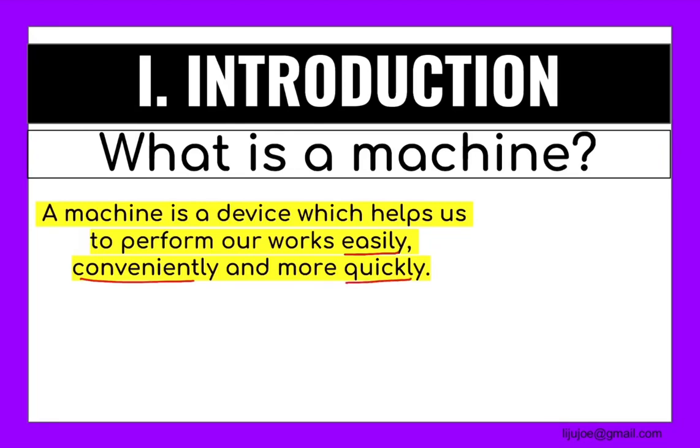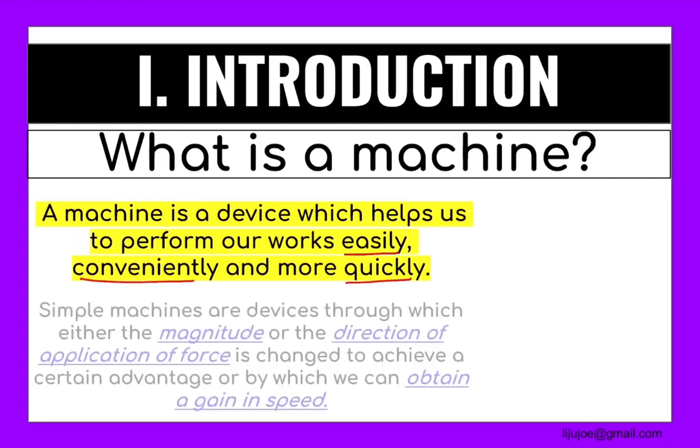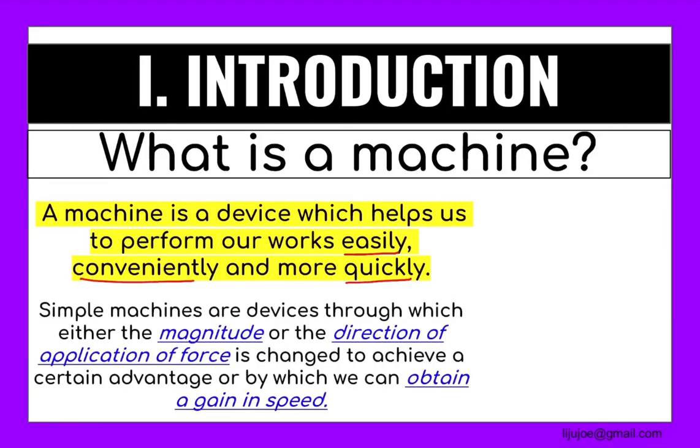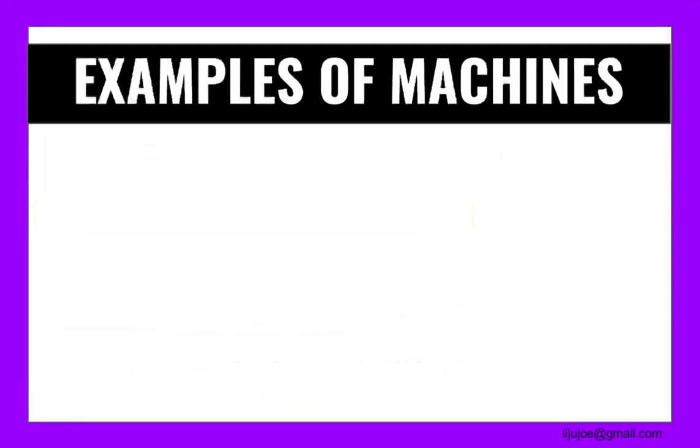Remember these three terms. In a more technical way, we can say that simple machines are devices through which either the magnitude or the direction of application of force is changed to achieve a certain advantage, or by which we can obtain a gain in speed. So what things are changed? Magnitude or direction of force. And when you change magnitude of force or direction of force, we will get some gain or advantage, or we can obtain a gain in speed. It is the same as the first definition, but it is made a little more technically sound. Okay, study this definition, and we'll go to some examples of machines.